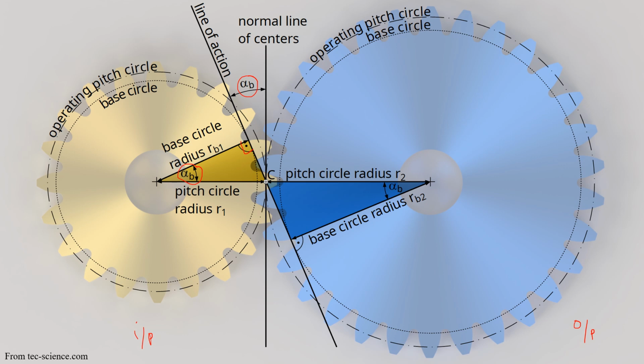And similarly, on the blue triangle as well, you're going to have the same angle over here. And that's because this line and this line over here are parallel lines because of the 90 degrees indicated with the line of action. So the angle over here and the angle over here are going to be equal, and that is going to be exactly the same angle that we have described previously to be the pressure angle.